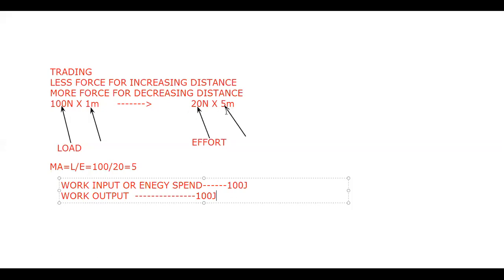So you find that this machine is working as a force multiplier, but basically, class, what I am doing is a simple trading. I am trading force for increasing distance. I don't want to apply 100 Newton, so I am ready to apply 20 Newton. But understand, when I am applying 20 Newton, which is 1/5 of the load, I have to apply it over 5 times more distance.